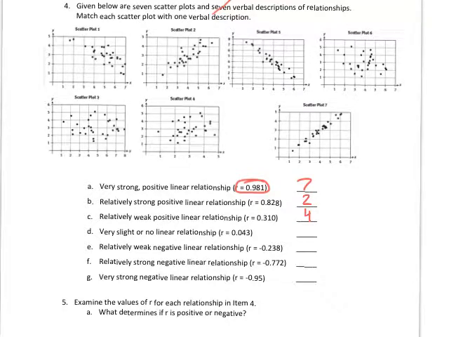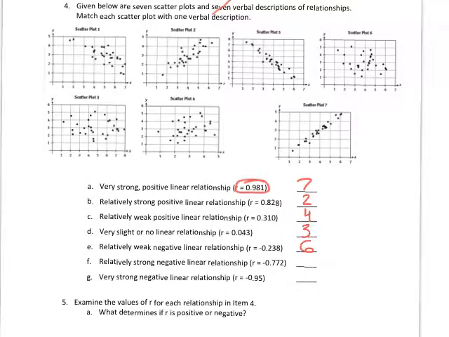How about no linear relationship? 3. Wait, 3? Or 6? Yeah, I'd say 3 is probably. Yeah, I'd say you guys are right. 3 is probably a little bit more no relationship than 6 is. So then a relatively weak negative linear relationship. So that would be 6, right?